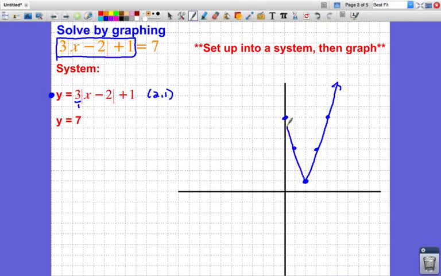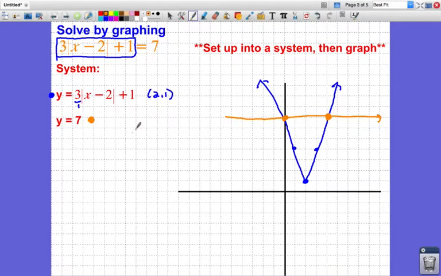And so that should be one piece of the graph. Now I'm going to graph my second equation, y equals 7, in orange. 1, 2, 3, 4, 5, 6, 7. Oh, it's right here. There's one of my solutions already. So there's y equals 7 right there. And now I can see my two solutions are here and here.